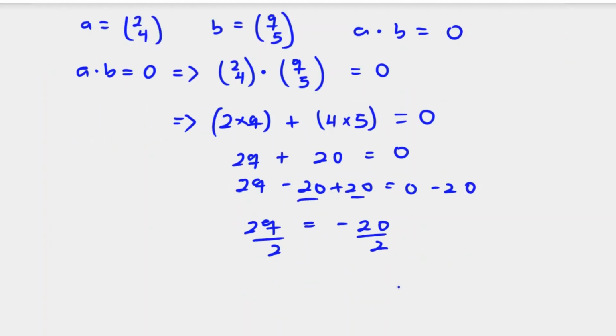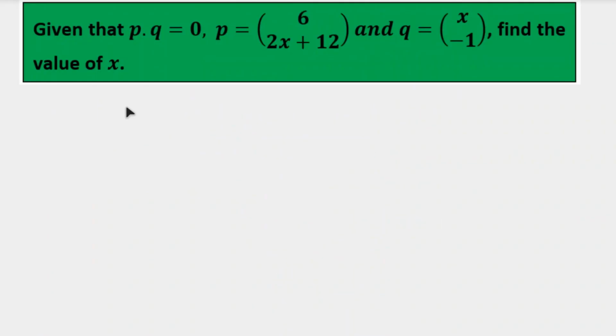So 2 here 1, 2 here 1, 2 here 1, 2 goes into this, negative 10. So that means that K is equal to negative 10. That is the answer. And that's the next question.